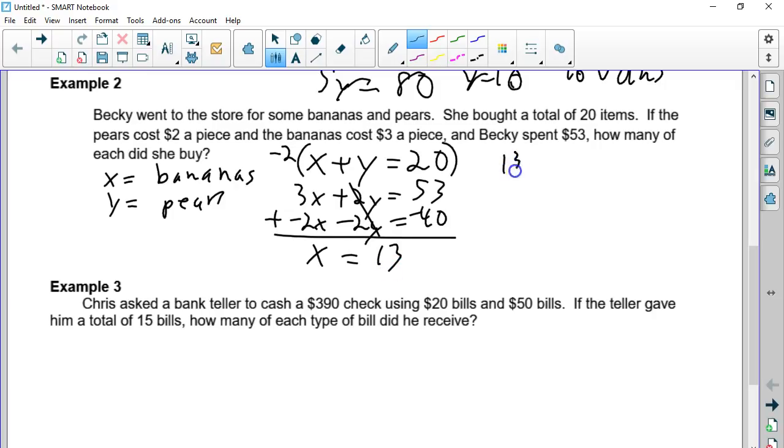Go back to my original equation. 13 plus y equals 20. Subtract 13, I get y is 7. Not finished yet. I need to look back, x's bananas. So that means I got 13 bananas and 7 pears.